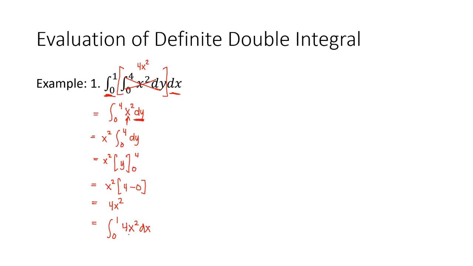After this, we'll be integrating this again. This is just the basic integration. The integral of 4x squared dx is, as we know, equivalent to 4x cubed over 3, and then we have the limits from 0 to 1. Now, substituting the limits to our answer, we have 4 times 1 cubed over 3 minus 0. That gives us 4 over 3. So this is now our final answer.